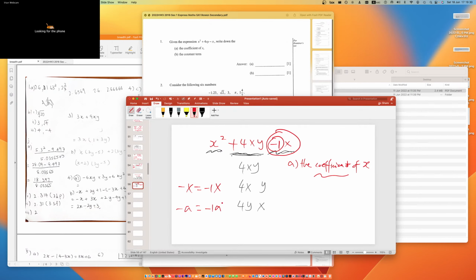So therefore, if you ask the coefficient of x, what is in front of this negative x? Coefficient means the thing in front of x. But when I say in front of x, it means you circle the x term first, including the minus. Then you ask yourself, within the circle, what is in front of x? In this case, it's negative 1, right? Yes. So the answer is negative 1.